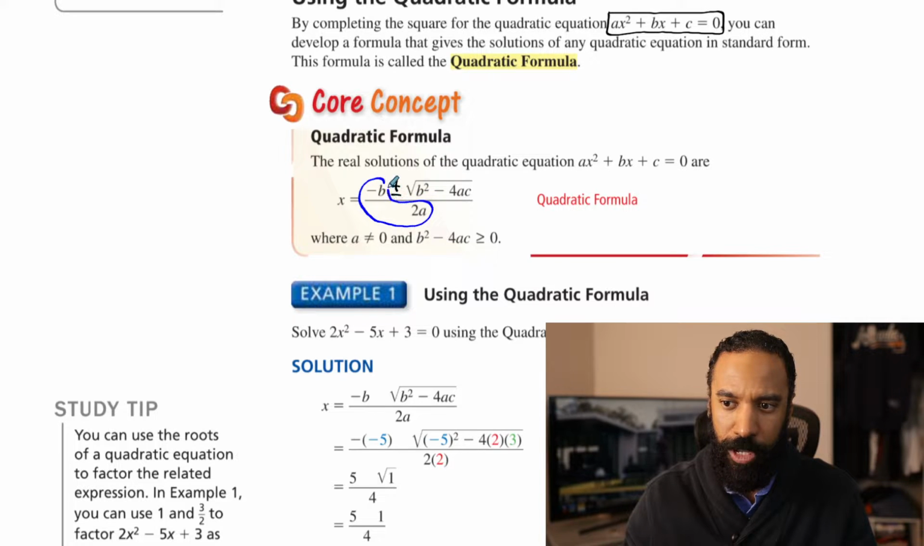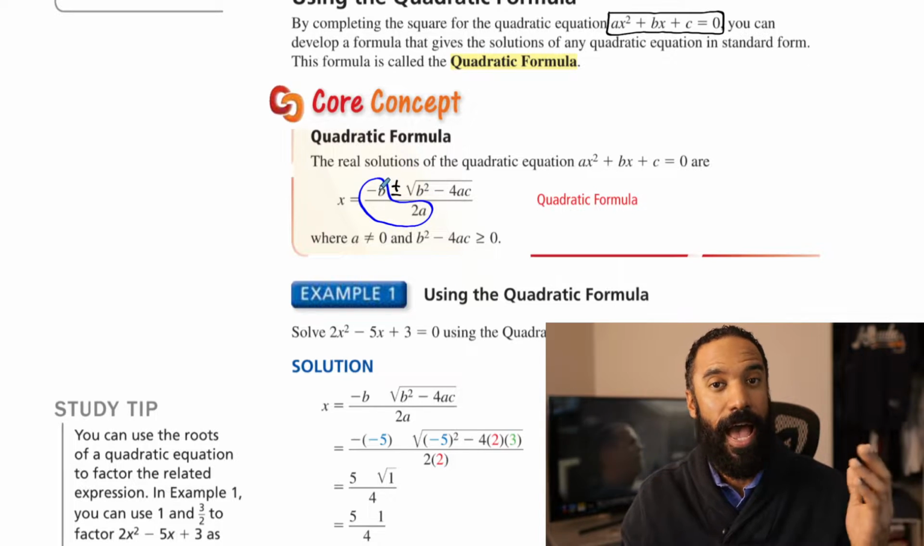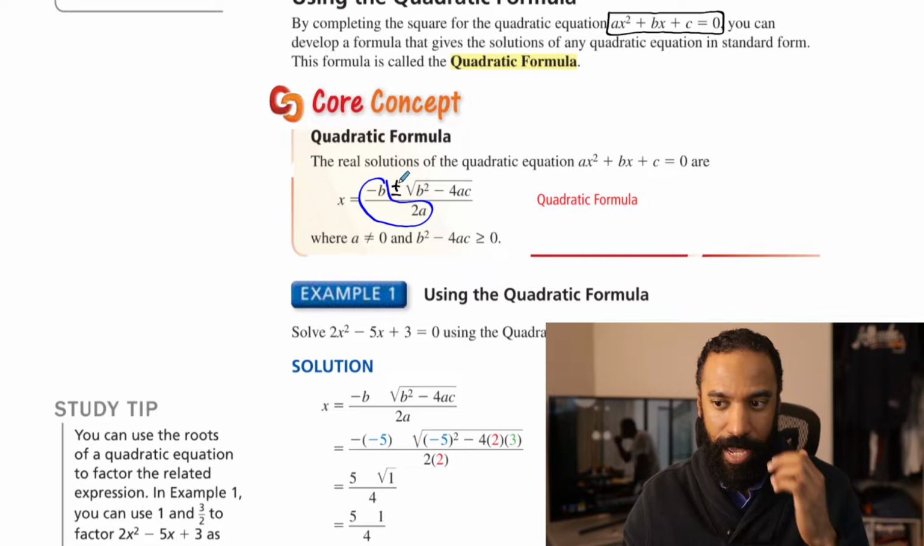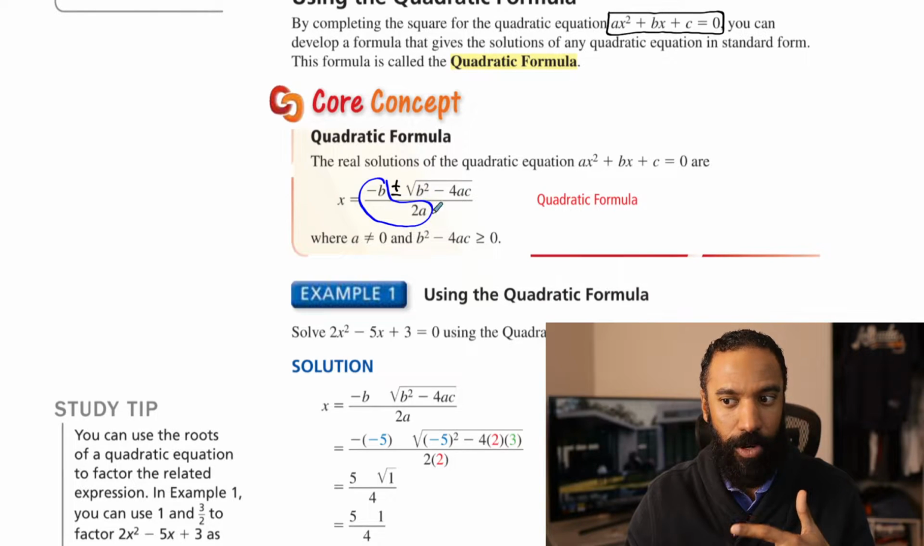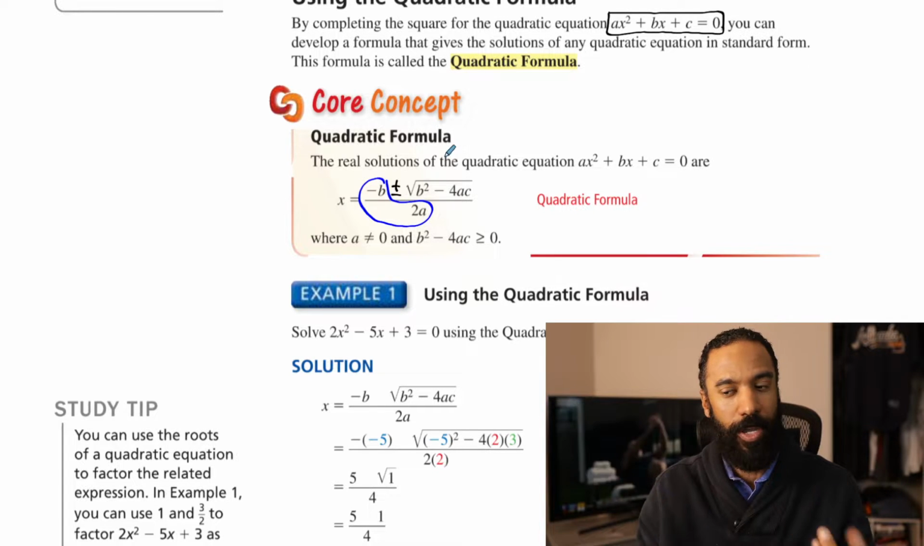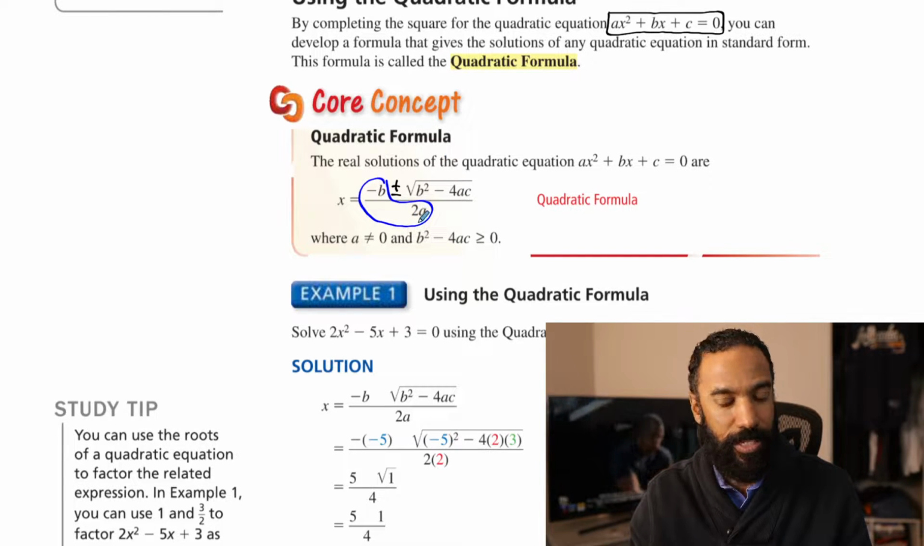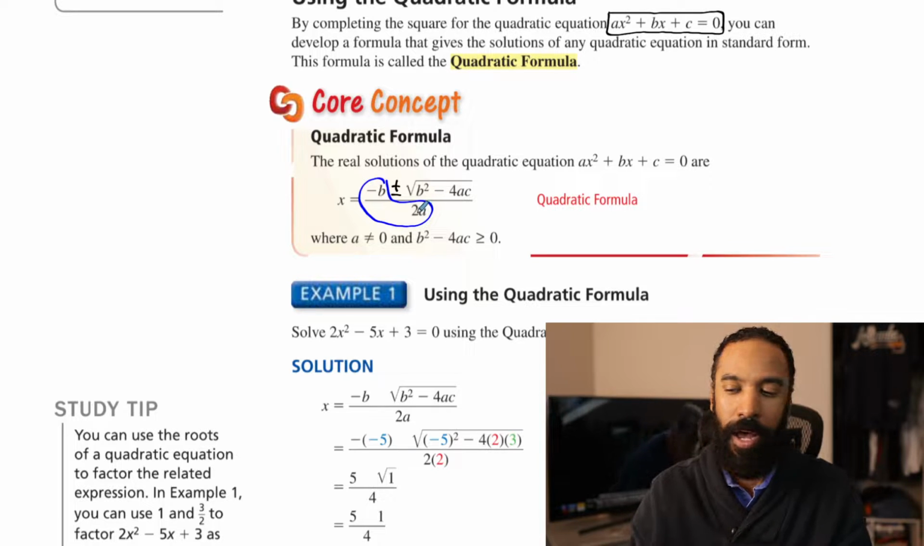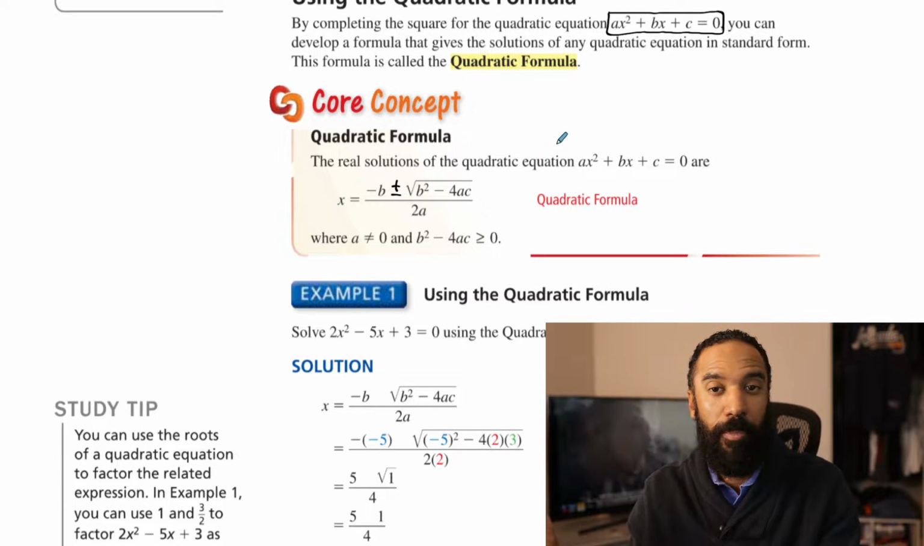Now, we've used negative b over 2a before. That is the axis of symmetry of your vertex. When you add or subtract this certain amount over 2a, you're actually getting your two x-intercepts coming from the axis of symmetry. Kind of cool. So negative b over 2a exists in that thing. We've seen that before.